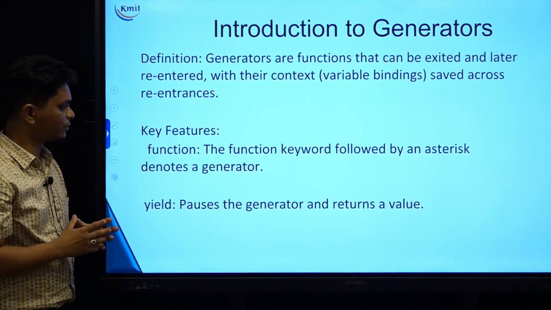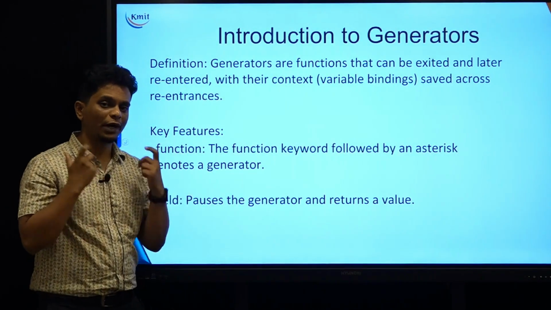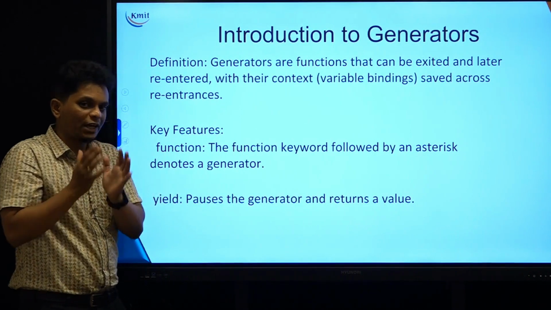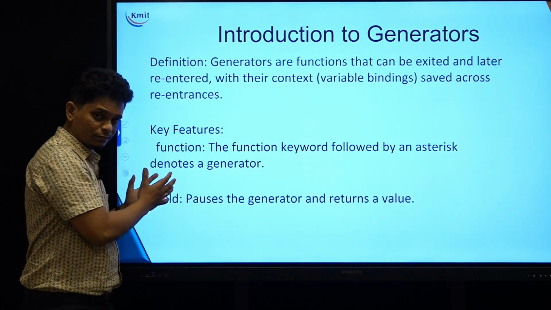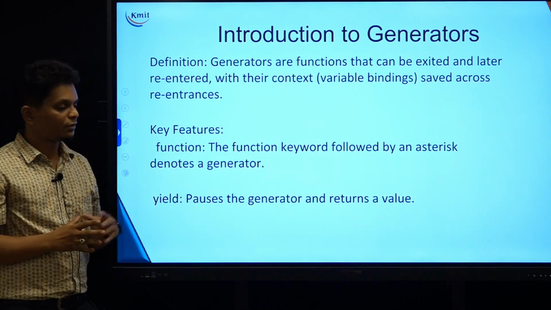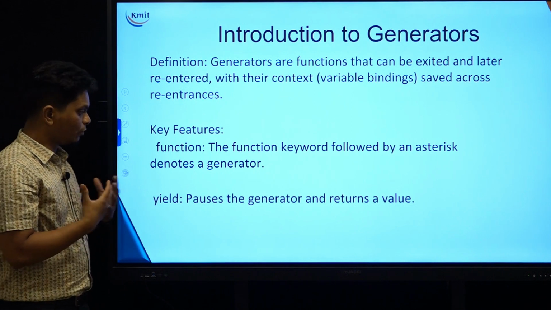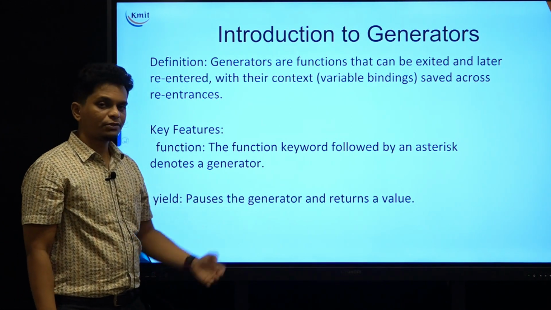What are its key features? The function keyword followed by an asterisk. So, how do you identify a generator? If you see a function keyword followed by an asterisk, then you can know that it's a generator function. Okay, and what does yield do? It pauses the generator and returns a value.